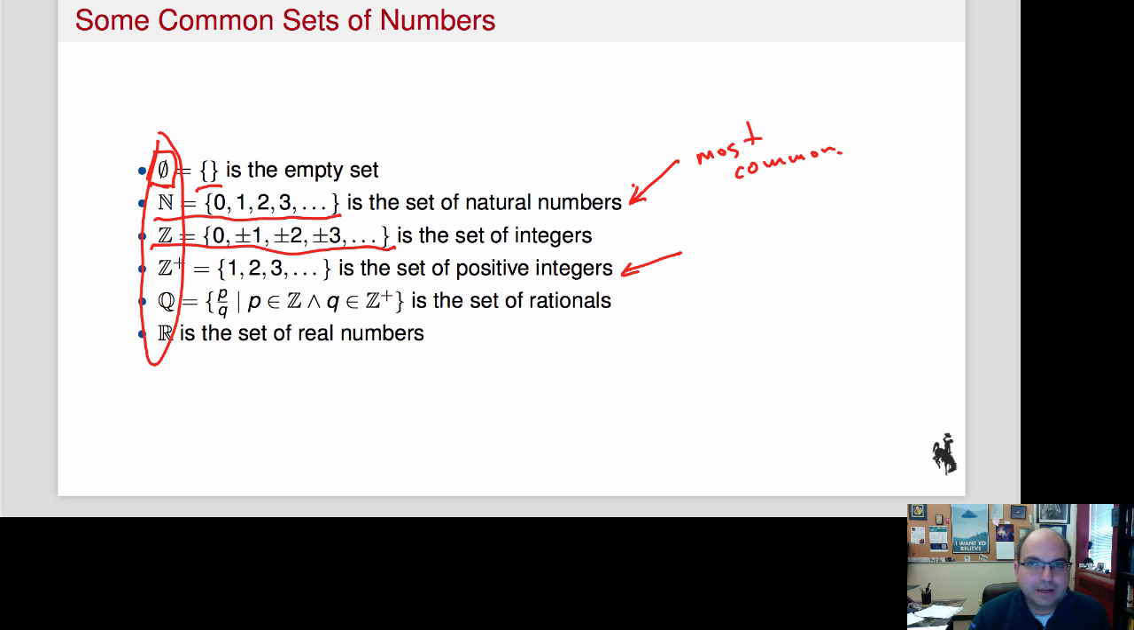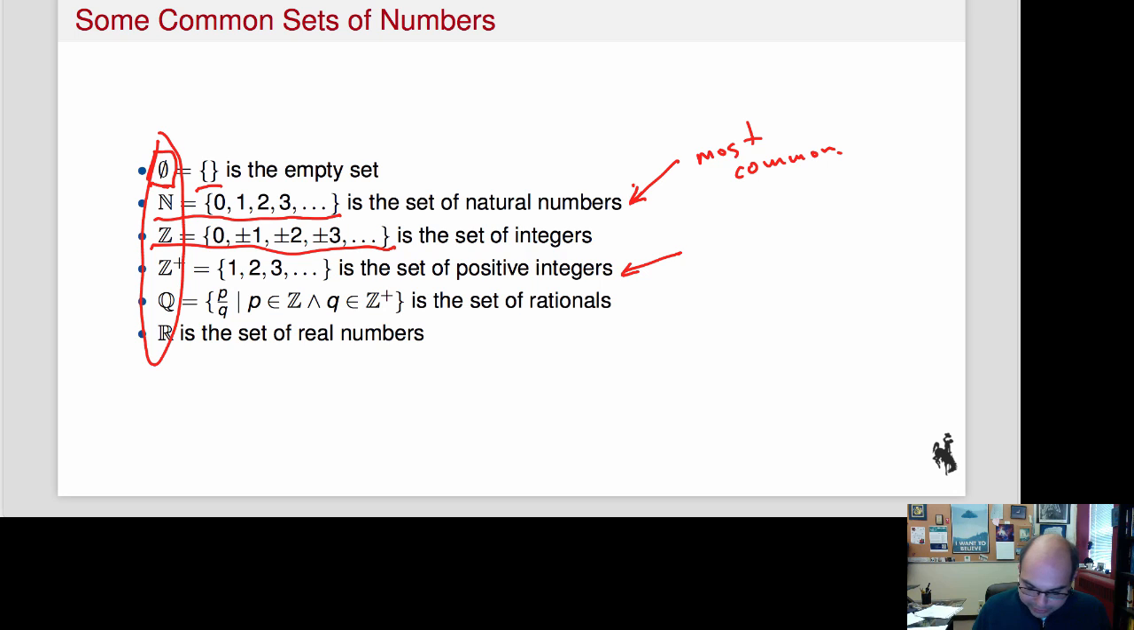In some books, the natural numbers are the set of positive integers, so it's 1, 2, 3, and so on. That's what they call natural numbers. So be careful. You always have to check to see what notation the book is using. We will be consistent. The natural numbers in this class are going to be 0, 1, 2, 3.